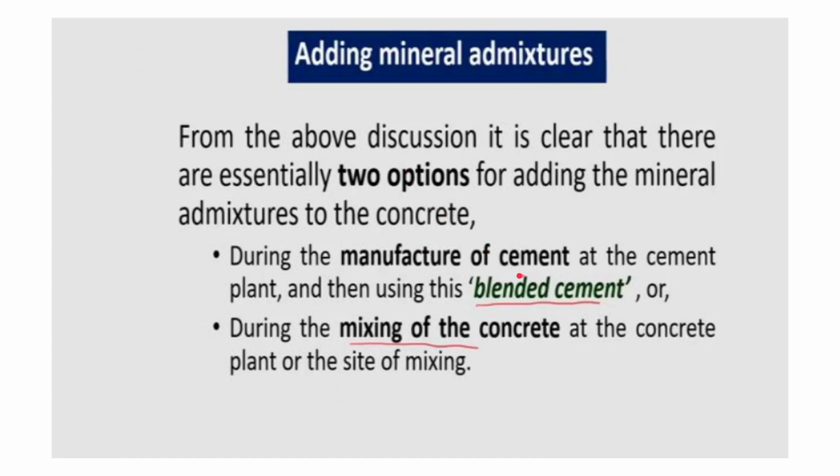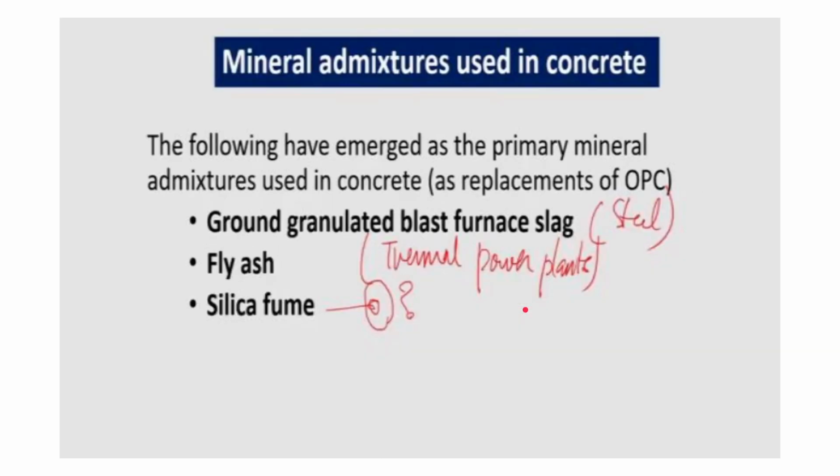So as I discussed just before, this mineral admixture addition can be done two ways. One is at the time of manufacturing. This is called a blended cement, which is PPC, for example, and the second is using it directly at the time of mixing, in partial replacement of cement, which we have discussed already.